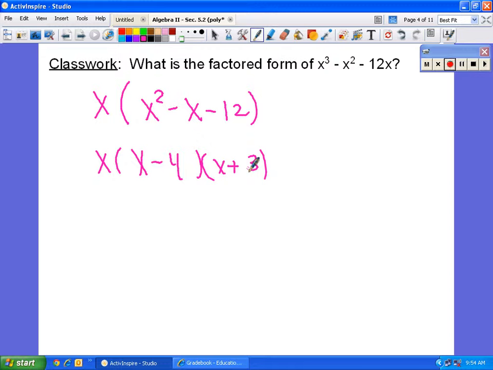Gerard, did you get the same answer or a different answer? You got the same answer. Excellent. Did anybody get a different answer? I'm asking if you can use 1 and 2. But 1 and 2 are factors of 12. Right. So you need the factors of negative 12. 1 and 12, 2 and 6, 3 and 4. Okay. Any questions? All right.